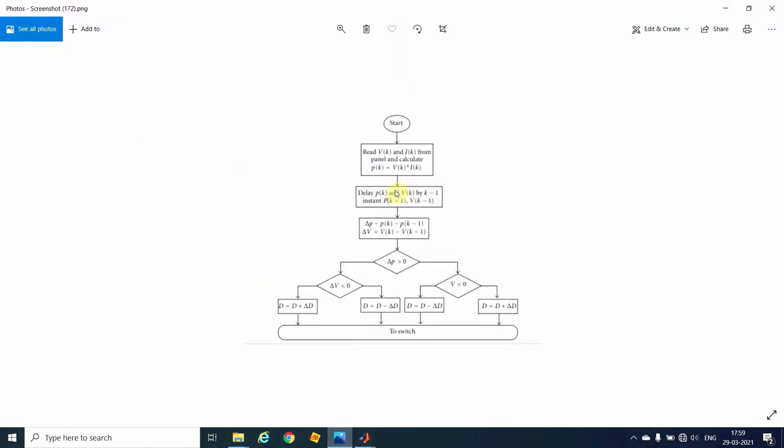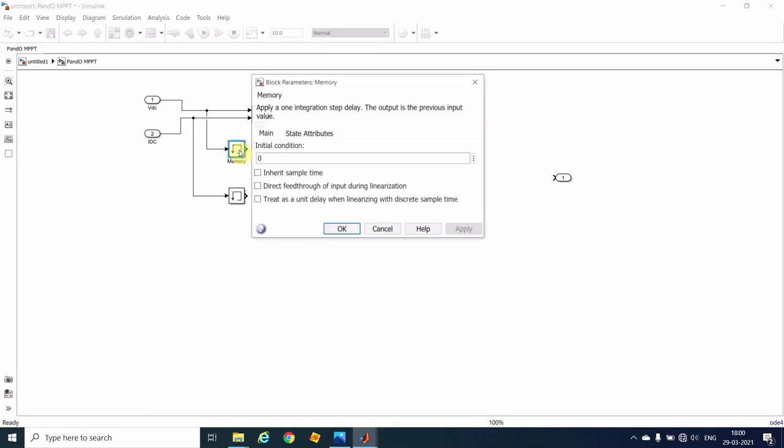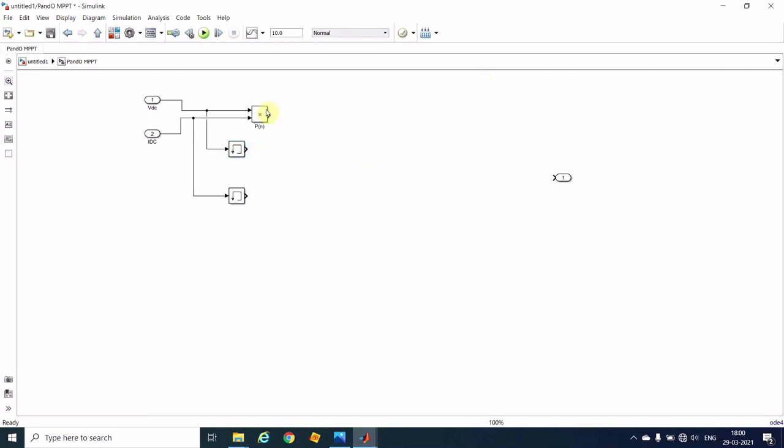Next, we need P(k) n minus 1. That is k minus 1, but I am considering n minus 1. So P n minus 1 means there is a delay. How will we delay it? Using a memory block. Just use this one and don't do anything inside it. So now this one will give P n minus 1.